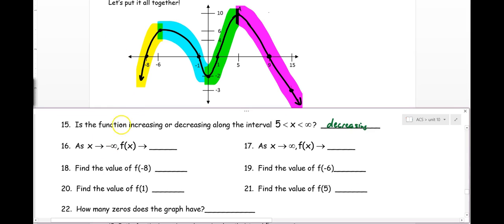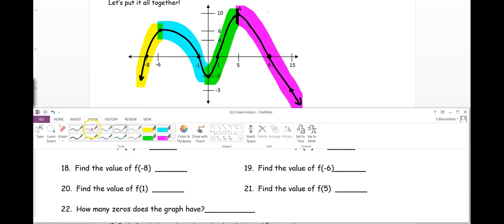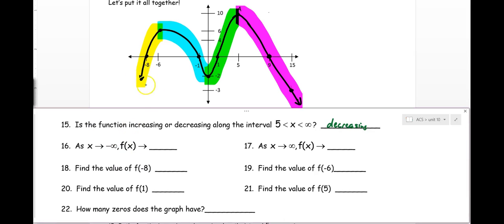As x approaches -infinity, f of x is approaching... So when I look at the left arrow, because remember for -infinity, it's our left arrow, the left arrow is pointing down, which means that my y values, or f of x, is approaching -infinity. As x approaches infinity, the right arrow is also pointing down, which means that I am approaching -infinity again.